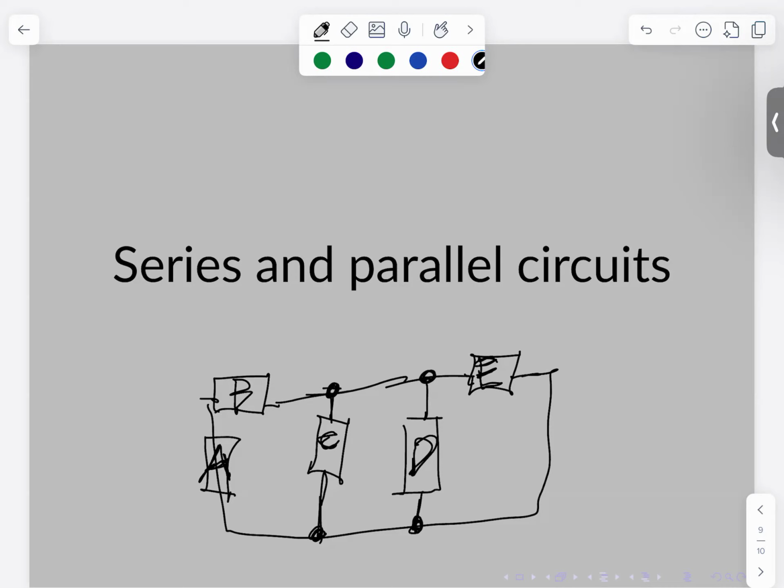Using the definition of parallel, can you find a parallel combination of more than one?